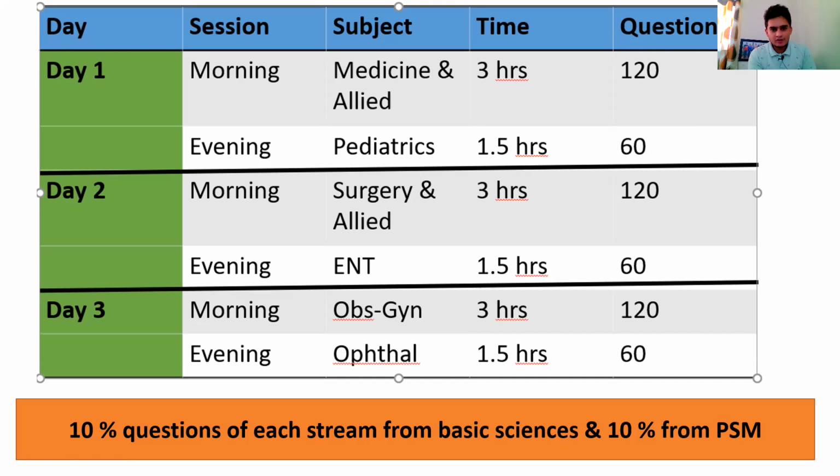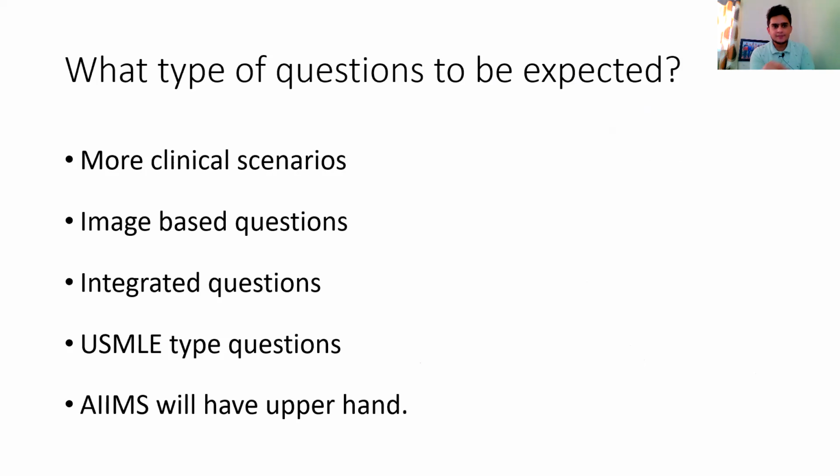Day two in the morning, you'll have to write surgery and allied subjects of 120 marks, and in the evening ENT of 60 marks. Then on day three, OBS GYNE in the morning session, 120 questions, and post lunch, you'll have ophthalmology, so 60 questions from ophthalmology. Also, it was said that 10% of questions in each stream will be from the basic sciences, and 10% will be from the preventive sciences and public health.